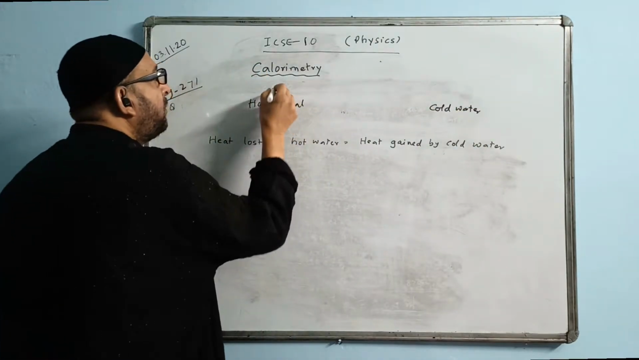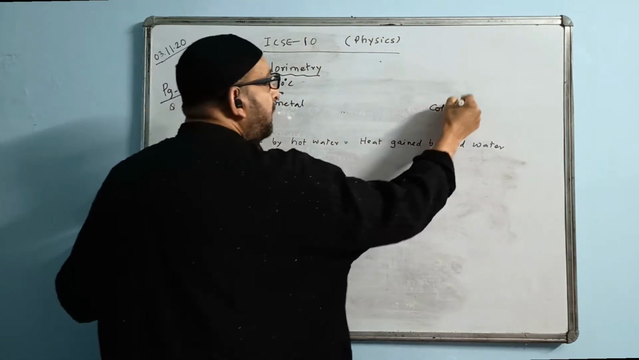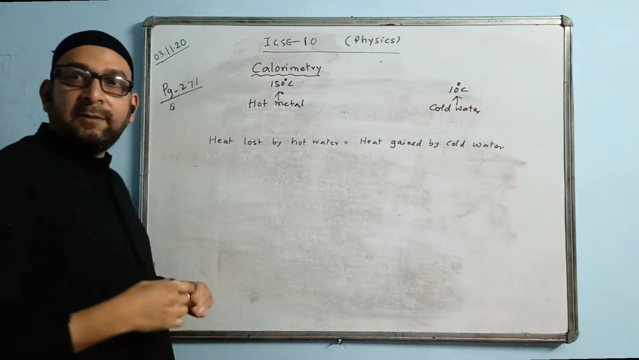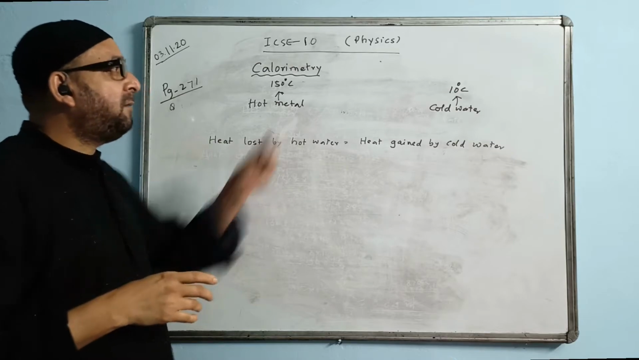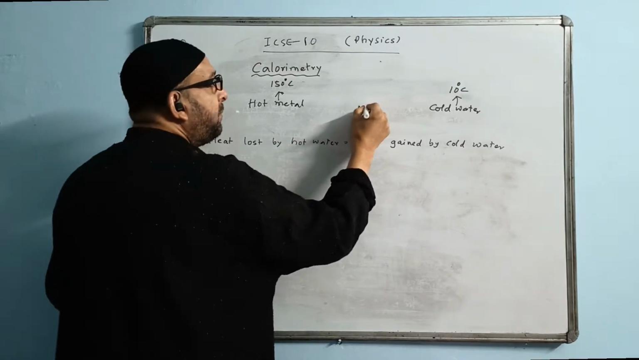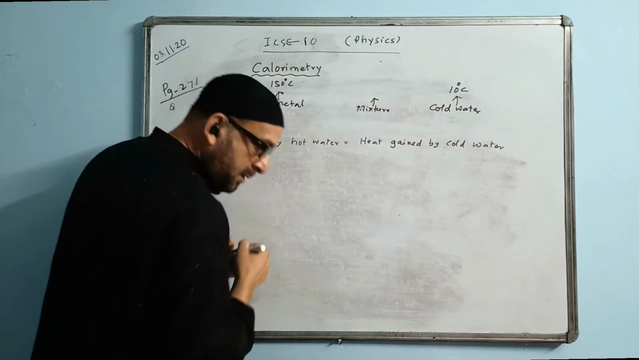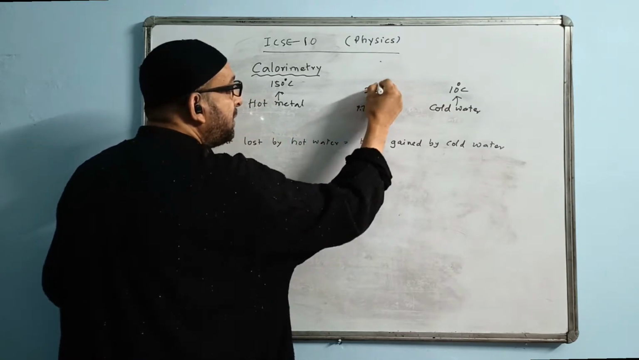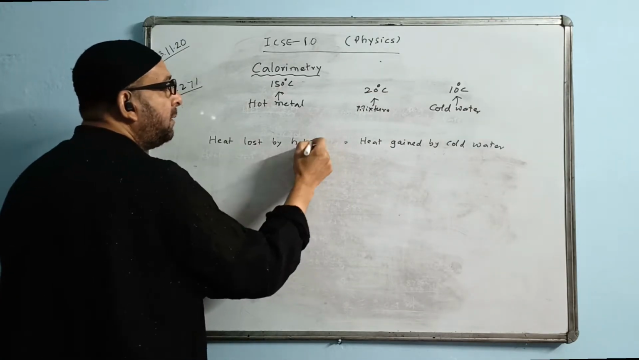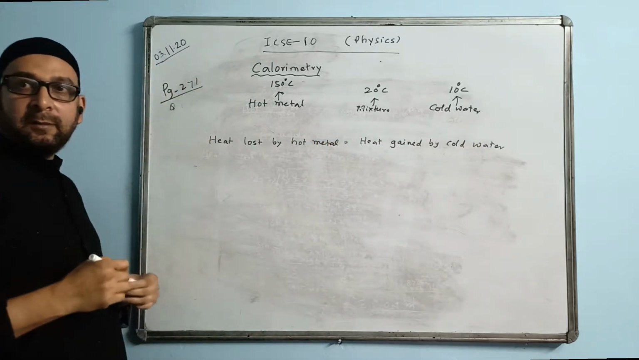What is the temperature of hot metal? We write the initial temperature, 150 degrees Celsius. Cold water temperature is 10 degrees Celsius. In the actual question it is given 11 degrees Celsius, but I have changed it, I am taking it 10 degrees Celsius. And the mixture I keep in between here. After mixing, the temperature of the mixture is 20 degrees Celsius. Now I will make the equation: heat lost by hot metal equal to heat gained by cold water.